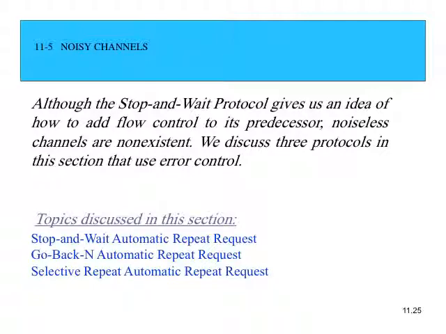So for noisy channel, first we'll talk about the first protocol, which is the stop and wait with automatic repeat request. So automatic repeat request is for error correction. Okay, so this is the stop and wait, which means that, again, I will send one frame, wait for the acknowledgement. But then automatic repeat request talks about the fact that I have to detect whether an error happened or not, and if the error happened, I have to retransmit.